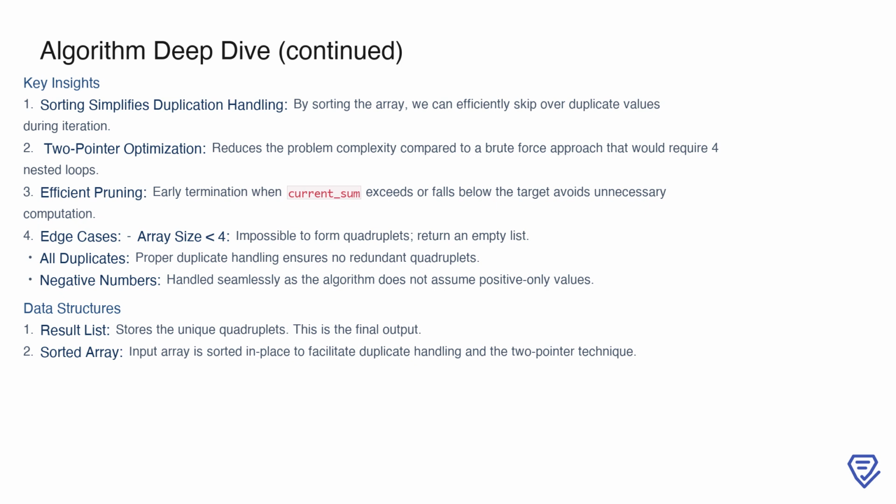First, sorting the array simplifies the handling of duplicates, as consecutive duplicate values can be skipped during iteration. This ensures that only unique quadruplets are included in the result.